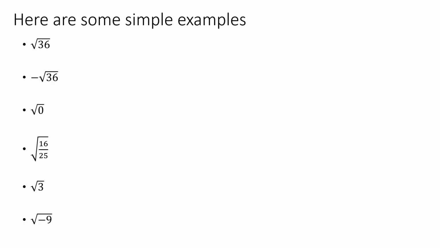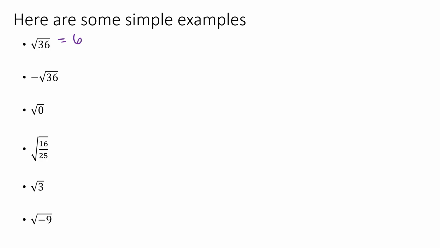All right, so here are some simple examples. I'm just working through how square roots work so you can get familiar with them. So the first example up there is just the square root of 36. So it's asking you what number squared would give me 36, and the answer is 6.